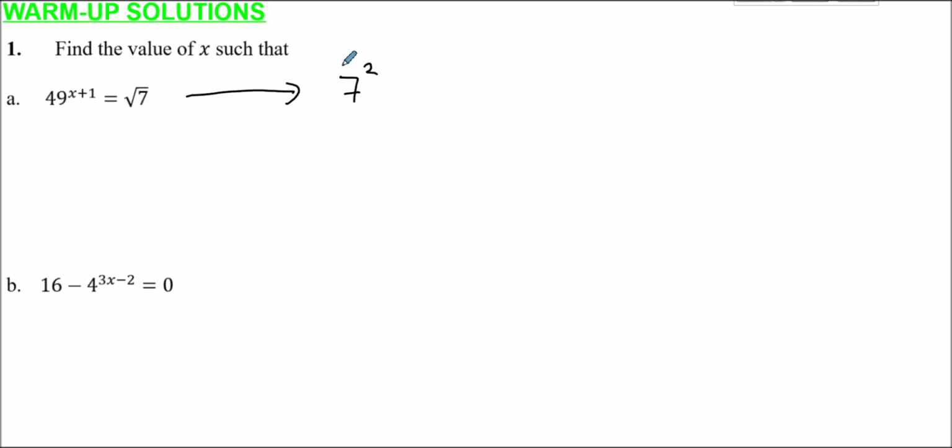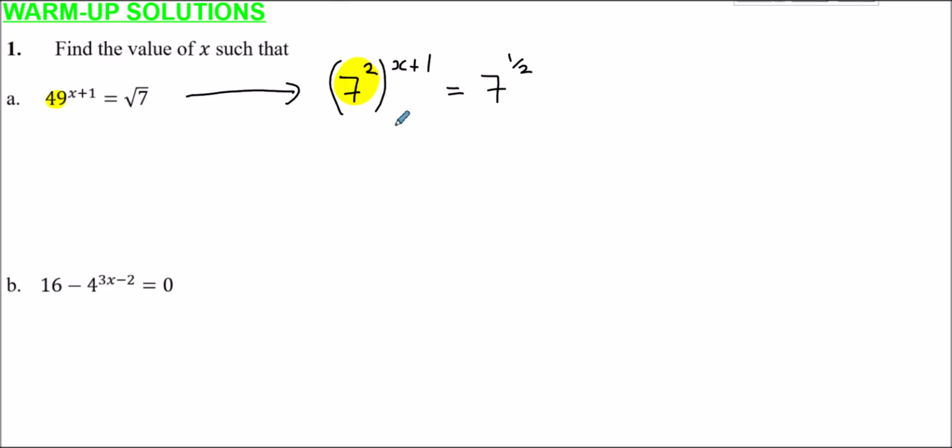So 49 to the power x plus 1 is the same as 7 squared to the power of x plus 1. And in the same way, if you square root something, that's the same as taking something to the power of a half. For this first step, all I'm really doing here is just changing the 49 and rewriting it as 7 squared.